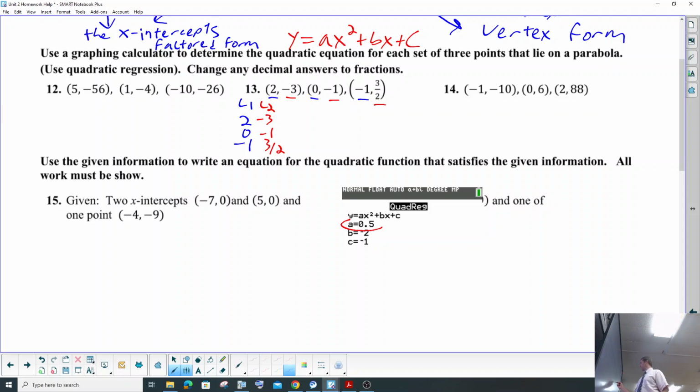And so our A is 0.5. So then we go Y equals 0.5, which is the same as 1/2. And then we go X squared plus our B value next, which is negative 2. So you can erase the plus if you wanted to, up to you. And then you have minus 2x. And then the c value is minus 1. And there you go. Using our quadratic regression, we found our answer there on the calculator. And so that's our answer for number 13. Change any decimal answers into fractions. And then practice on number 14.